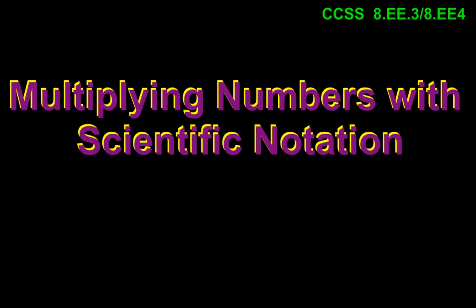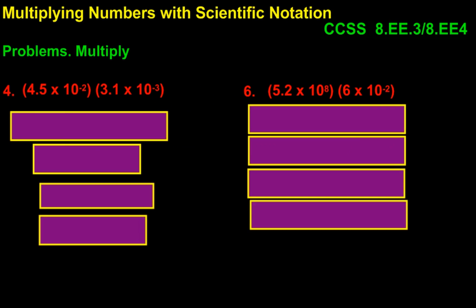Welcome to the 8th grade Math Homework Helper Series. Tonight's homework is multiplying numbers with scientific notation. Directions are pretty straightforward. Multiply. And we're going to start with question number 4.